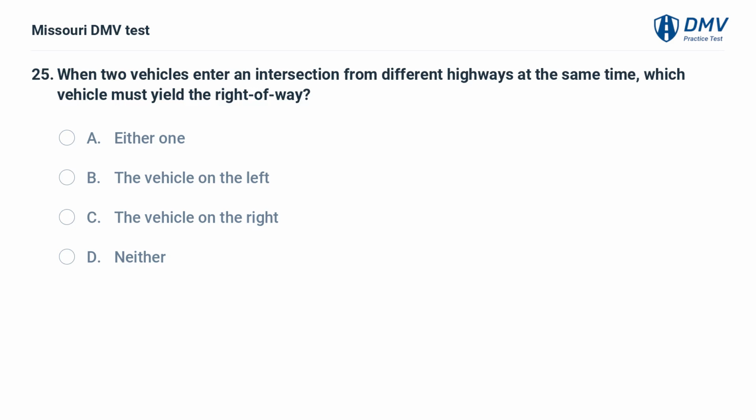When two vehicles enter an intersection from different highways at the same time, which vehicle must yield the right-of-way? A. Either one. B. The vehicle on the left. C. The vehicle on the right. D. Neither.